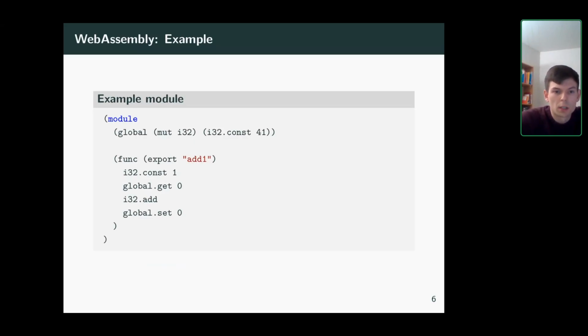WebAssembly programs are organized around modules. This is a very simple example module that has two entities. There's a global variable that's initialized with 41, and then there's a function that adds 1 to this global. Given that WebAssembly has the sandbox property, only the exported add function is visible to the runtime, but the global, for example, is not visible. You would have to mark it as exported explicitly.